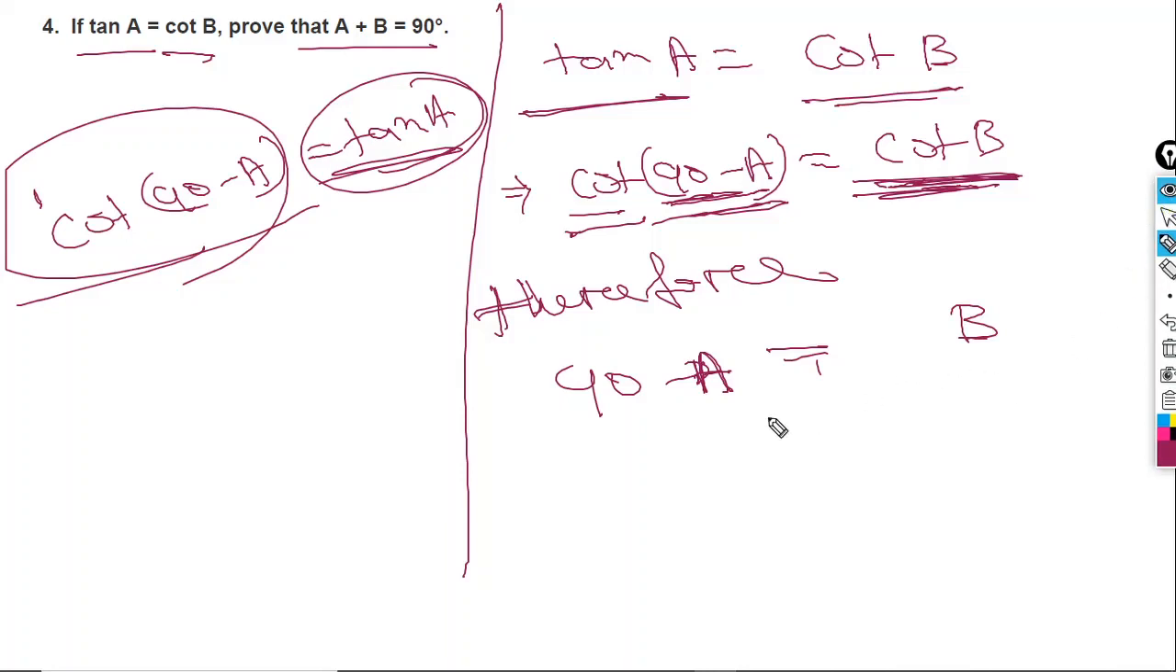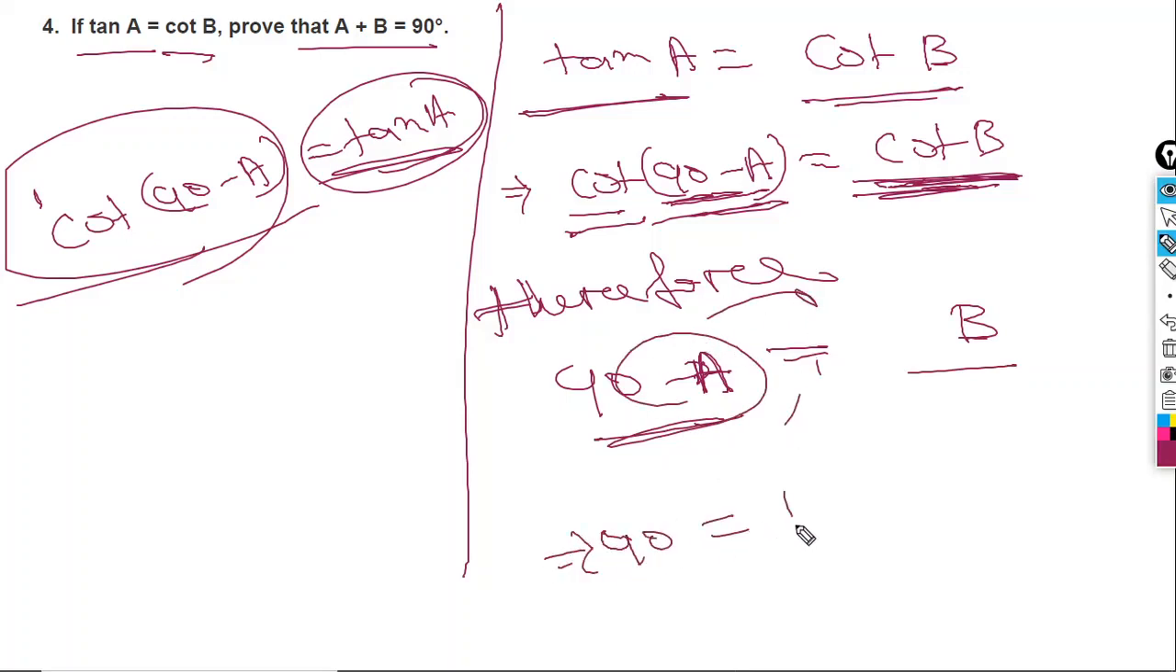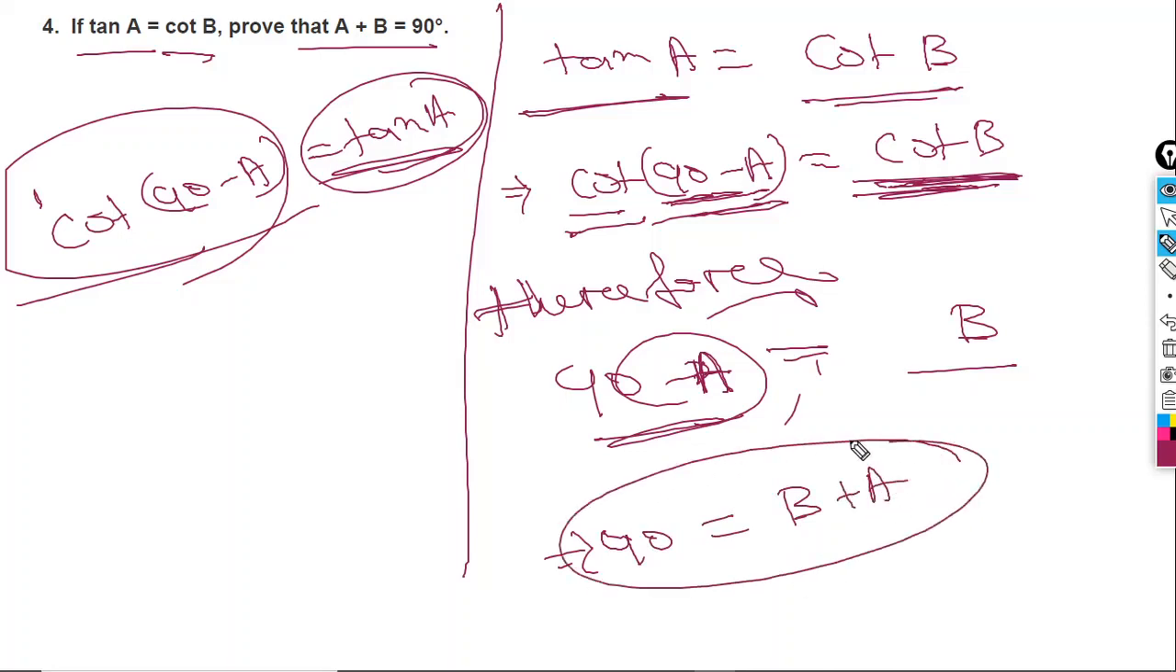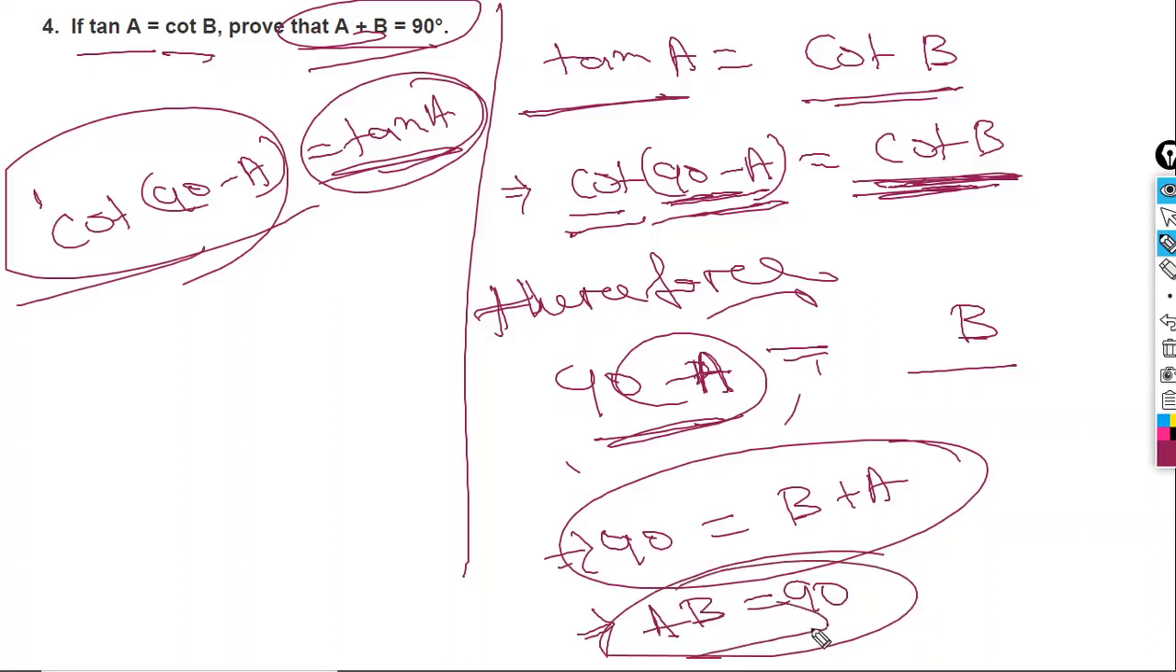So 90 minus a will be equal to b. Now you bring this minus a to here. Implies 90 will be equal to b plus a. That is what we have to prove. We can write it in a simpler form. Implies a plus b equals 90. So we prove that a plus b equals 90 degree. Hence proved, you can write hence proved.